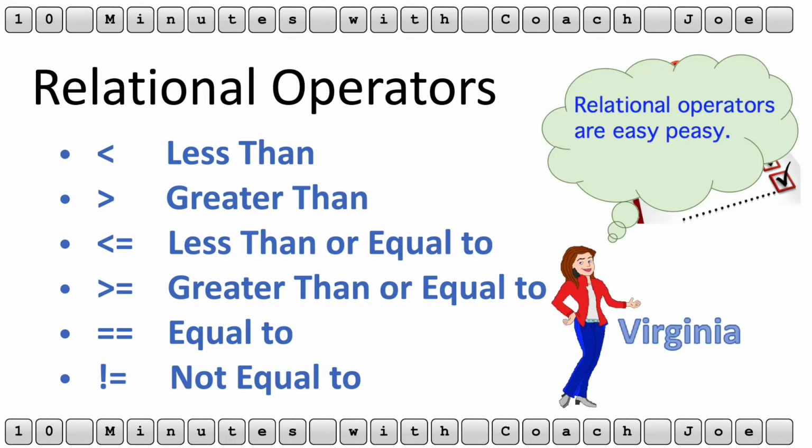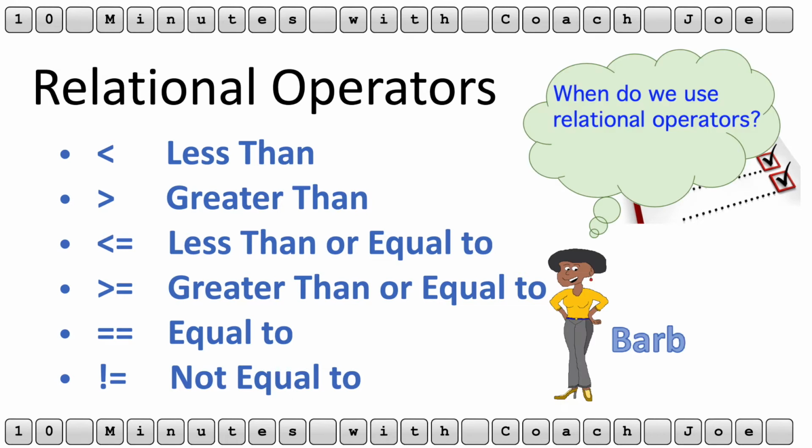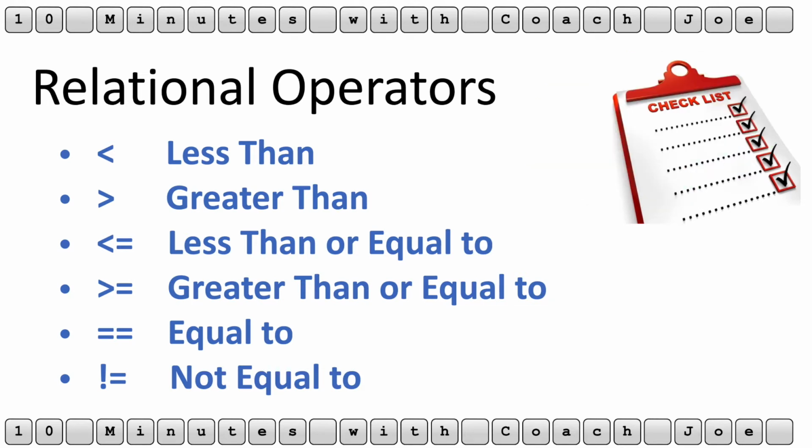Relational operators are very easy. You should have covered this topic in math class when you were about 8 or 9 years old. The only small exception are the symbols used for equal and not equal to. Good question. Relational operators are used to create a condition, and conditions are needed for the decision process.